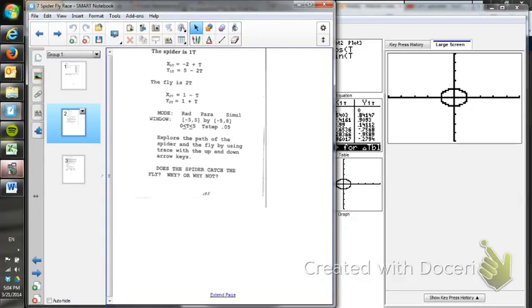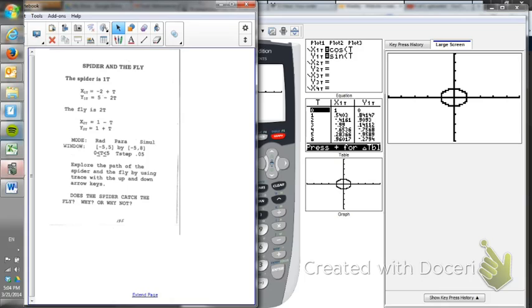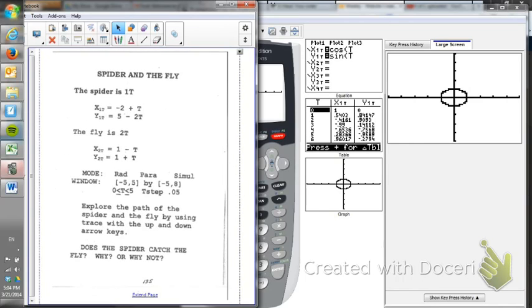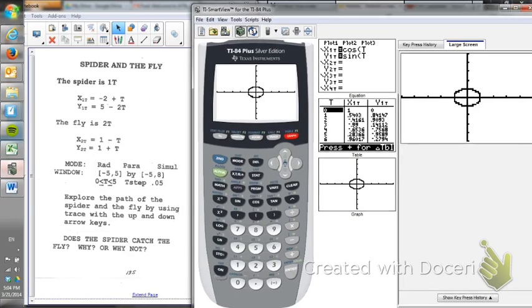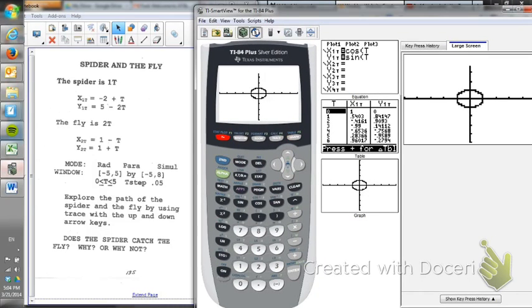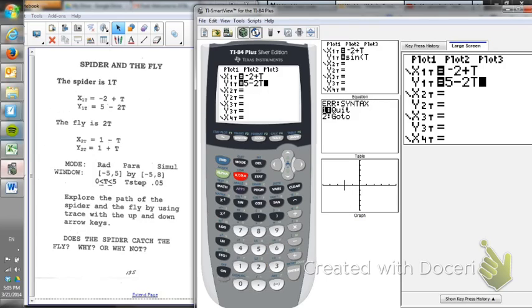Alright, now the next thing that we're going to look at is a question about a spider and a fly. I'm going to make this a little bit bigger. What I'm going to do here is graph 2 equations. One of these equations is a spider, and one is going to be a fly. So I'm going to graph -2 plus t, and I'm going to graph 5 minus 2t. And then this is going to be 1 minus t, and this is going to be 1 plus t.